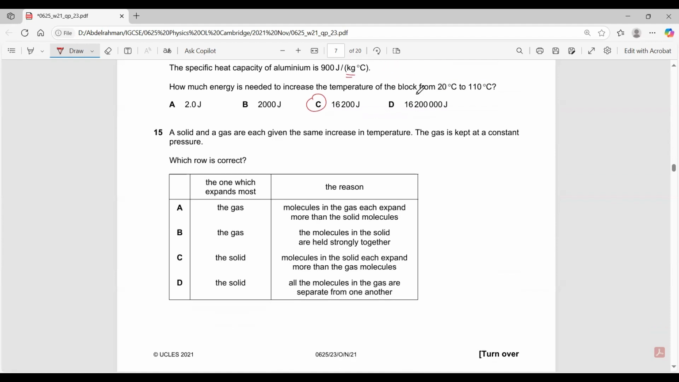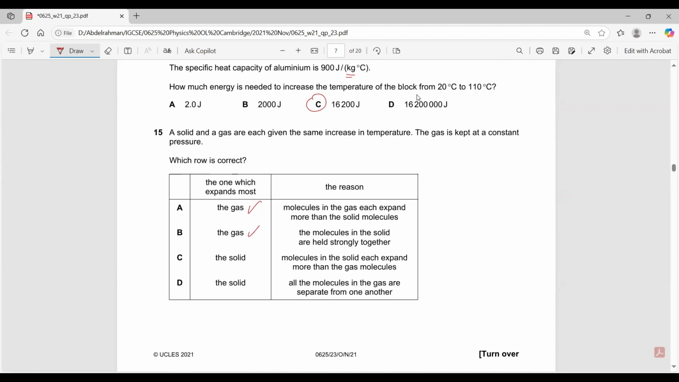A solid and a gas are each given the same increase in temperature. The gas is kept at a constant pressure. Which row is correct? When you increase the temperature of the solid and of the gas, which one expands the most? The gas.